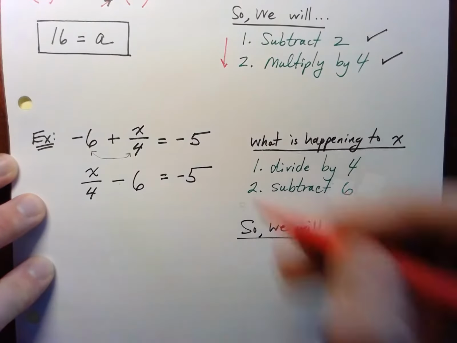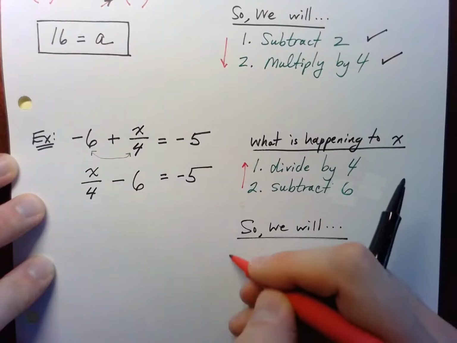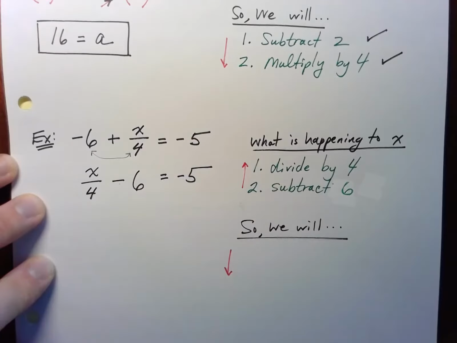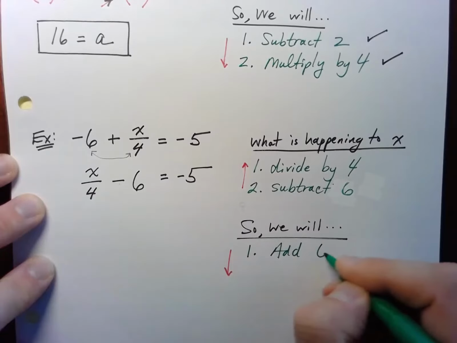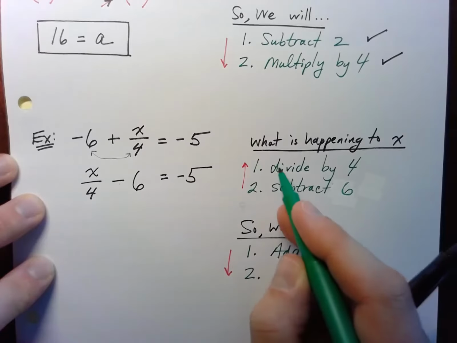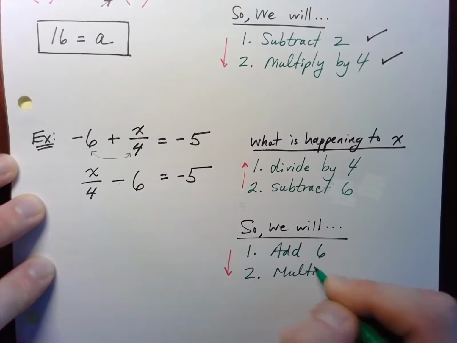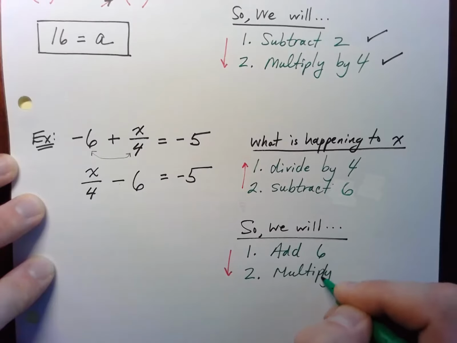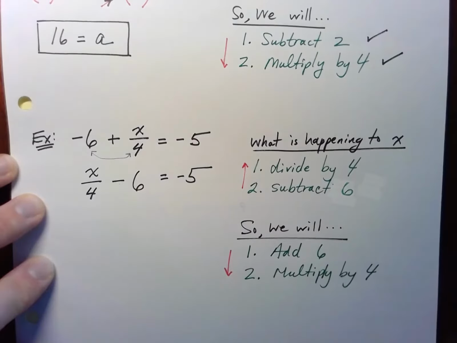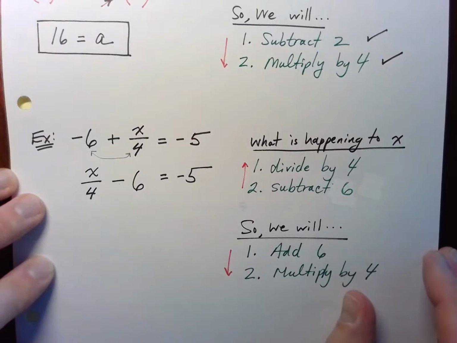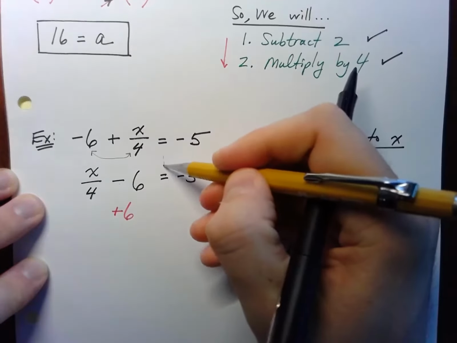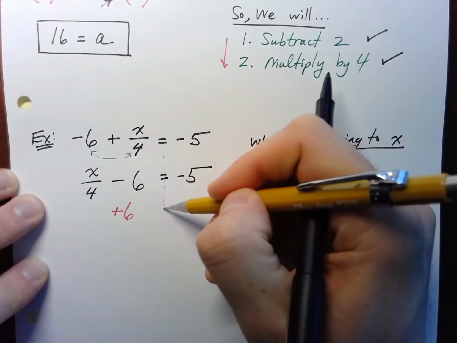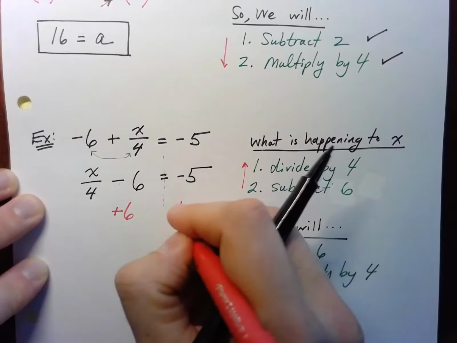So if this is what we're going to do, we're going to reverse it to figure out what we're going to do. So the first thing we're going to do, instead of subtracting 6, we're going to add 6. And then after that, instead of dividing by 4, we're going to multiply by 4. Okay? So here we go. So we're going to add 6, okay? And we're doing it to both sides. And here's my equal sign, so this is where my little boundary is right there, okay? So if I add 6 to this side, I have to add it over here.